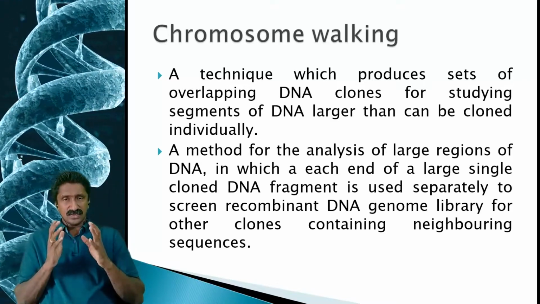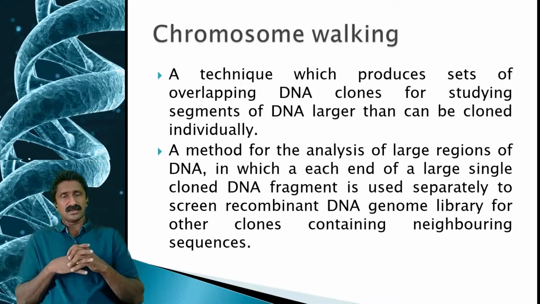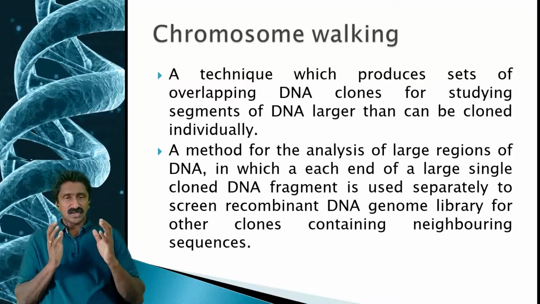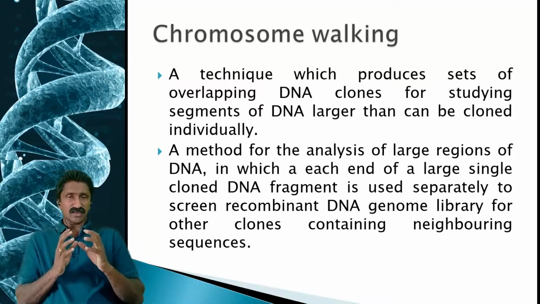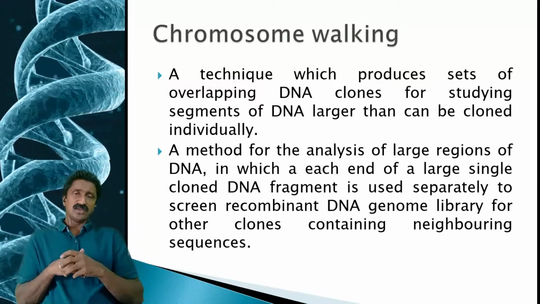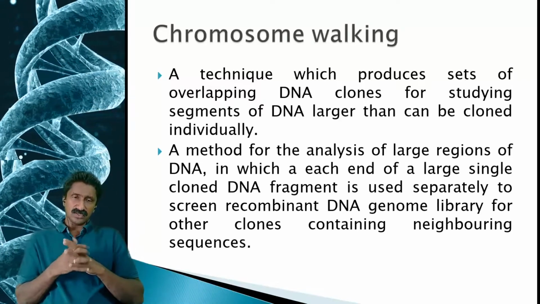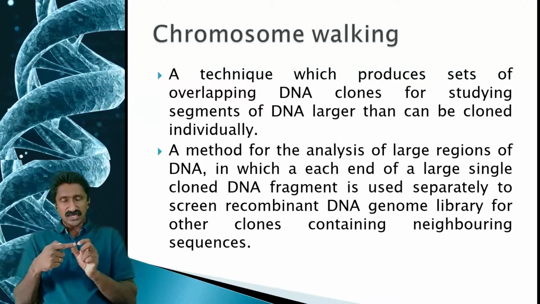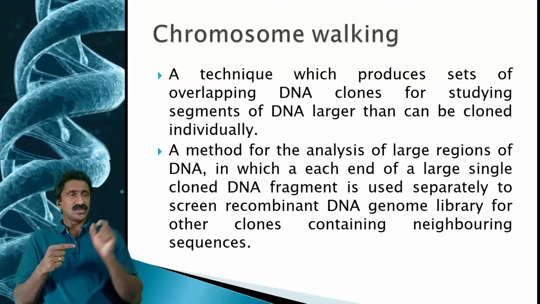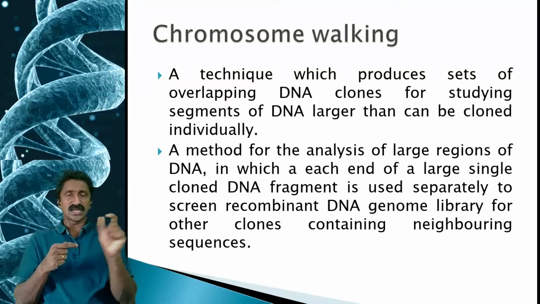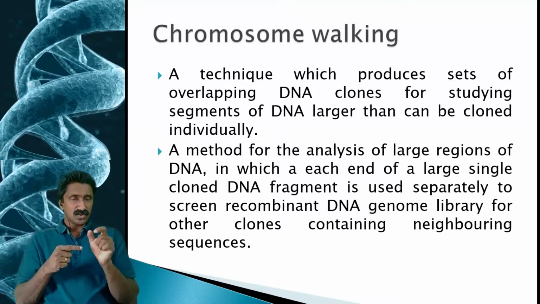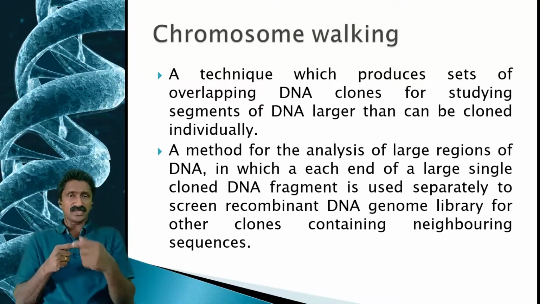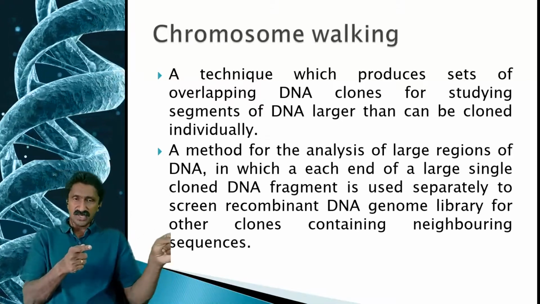It's a method for analyzing larger regions of the DNA in which each end of a single large cloned DNA fragment is used separately to screen a recombinant genome library for other clones containing neighboring sequences. For example, you take the end of one sequence, and using that sequence you try to find other sequences which have an overlapping region. Clones containing the same region will be identified, and if such a colony is identified, from that point other regions can be located.